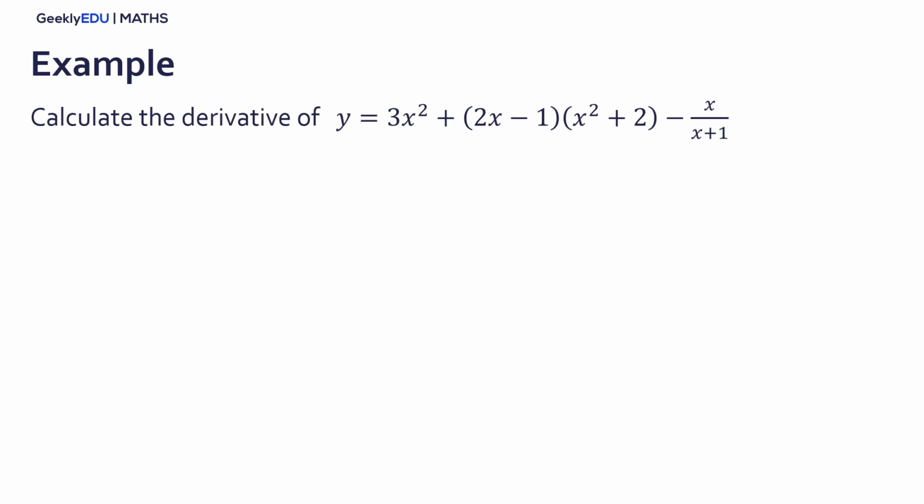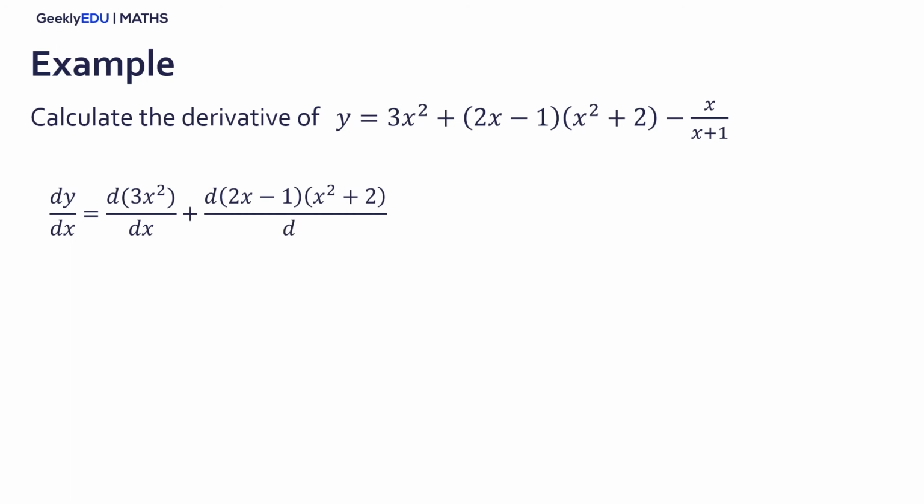First, we are going to use the sum and difference rule. We can represent the derivative of the sum and difference of the terms in the function as the sum of each derivative. For the first term, we are going to use the constant multiple rule. And using the power rule, the derivative of x squared is 2 times x. Multiplying it by the constant 3, we get 6 times x, and that is the first term.